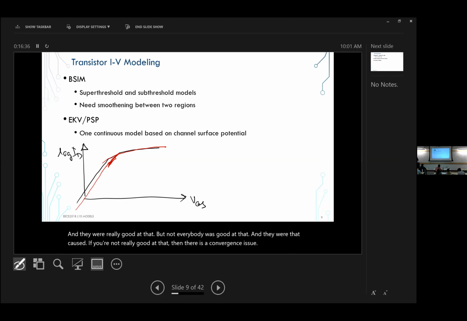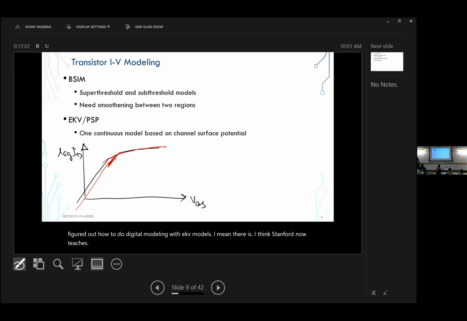EKV models are not perfect. They're also binned. Even though it's one continuous curve, they have issues with binning per width. So when you're switching from one width to another, you get a different curve, and that can be a bit of a problem. Some people have figured out how to teach analog courses with the EKV models. I have not figured out how to do digital modeling with EKV models. I think Stanford now teaches it.